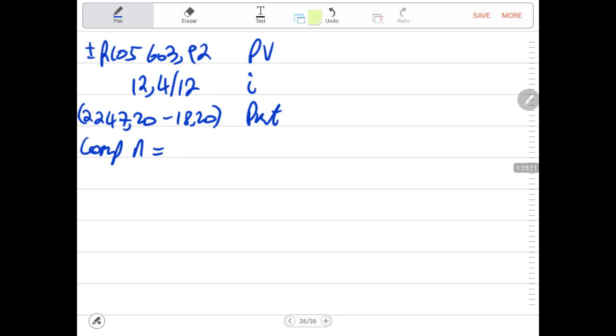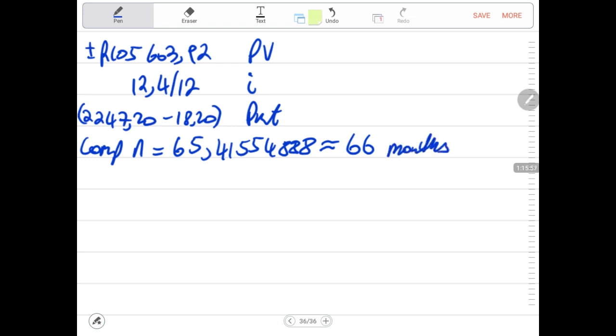Then we have again 105,603.92 is our present value. 12.4 divided by 12 is our interest. 2,247.20 minus 18.20 is my PMT. Then what are we looking for? We are looking for our N. Our N is 65.4155488. Meaning now our N in simple terms is equal to 66 months that are left.